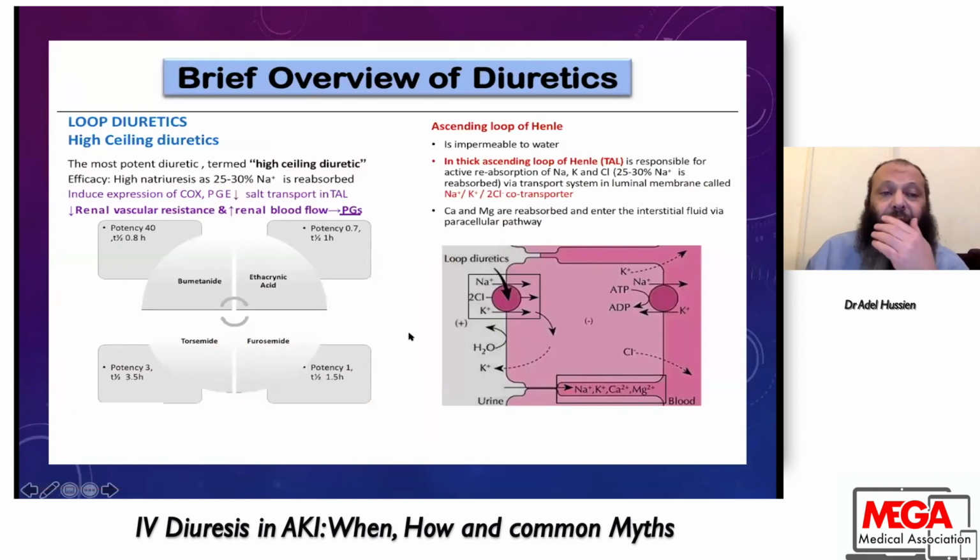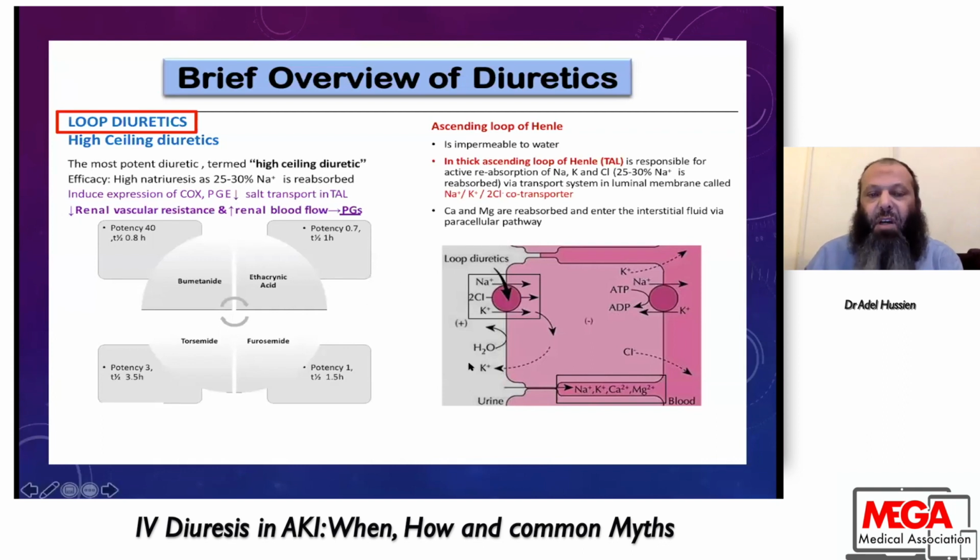The loop diuretics, and under the class of loop diuretics, we call them high ceiling diuretics. Why do we call them high ceiling diuretics? Because they are the most potent diuretics. They have a natriuresis where 25 to 30% of sodium is reabsorbed. And the ascending loop of Henle here is responsible for the active reabsorption of sodium, potassium, and chloride through the co-transporter, to have the diuretic effect at the loop of Henle, or the thick part of the ascending loop of Henle.